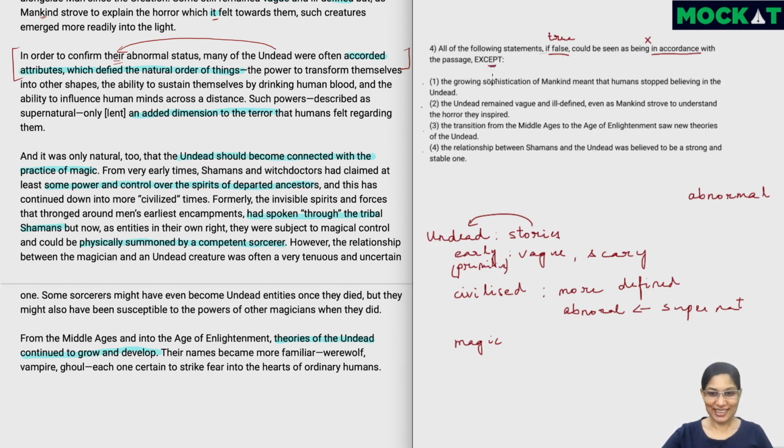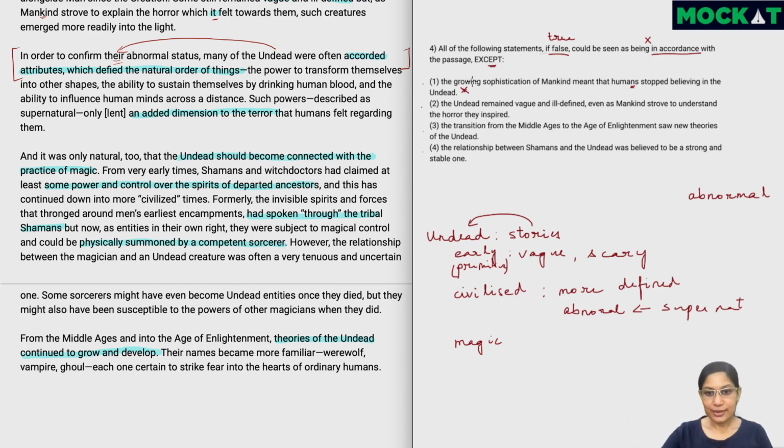So now looking at the options: the growing sophistication of mankind meant that humans stopped believing in the undead. Now this is something which is not in line with the passage, because we know that even now humans are believing in the undead and we are afraid of them. So this is something which we can eliminate. Now remember, this is about all humans. In case you personally feel that, oh, but I am not scared of all of these, that's not relevant because we are speaking about most of humanity. So this is something which, if true, is actually not in line with the passage.